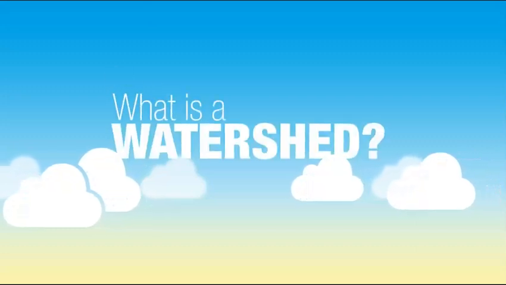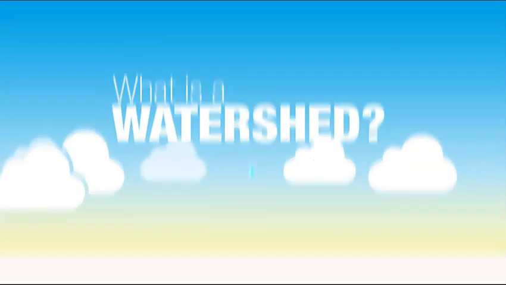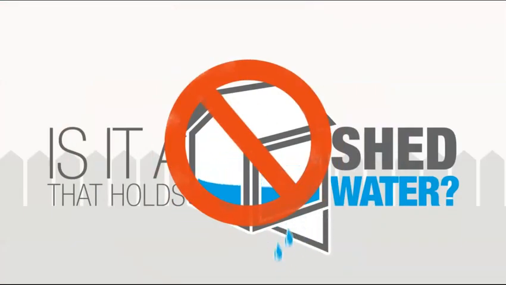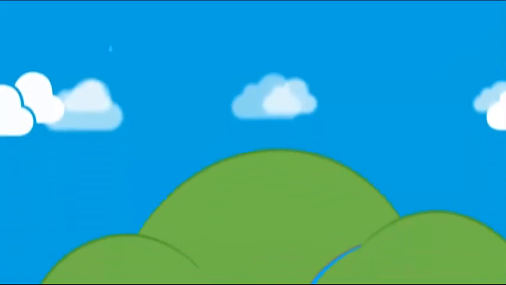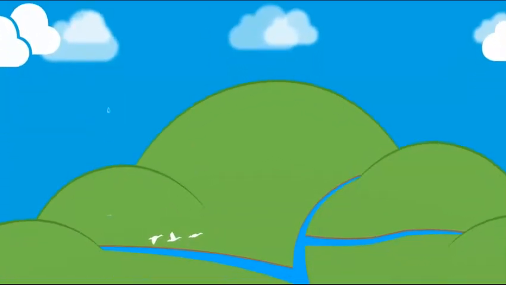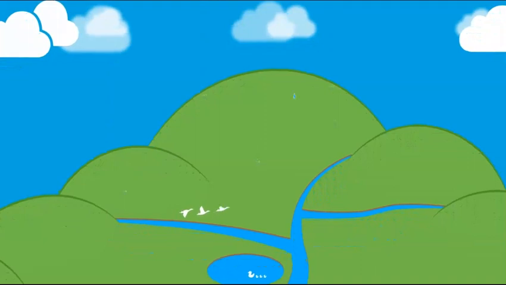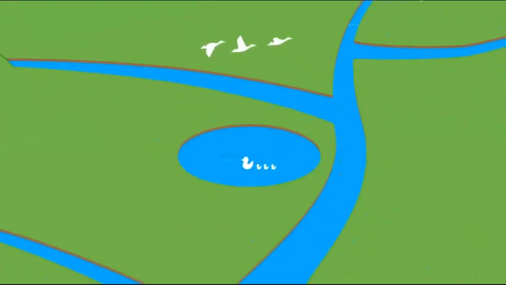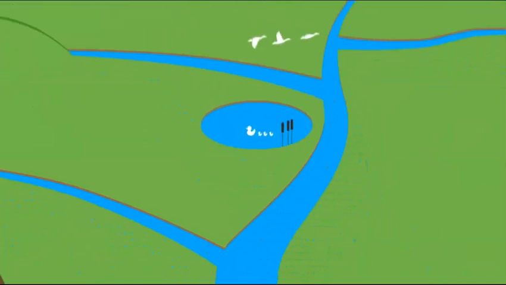What is a watershed? Is it a shed that holds water? Nah, try again. A watershed is all of the land that drains into the same location or body of water. People tend to think only of water bodies such as rivers, lakes, and wetlands as being part of their watershed.